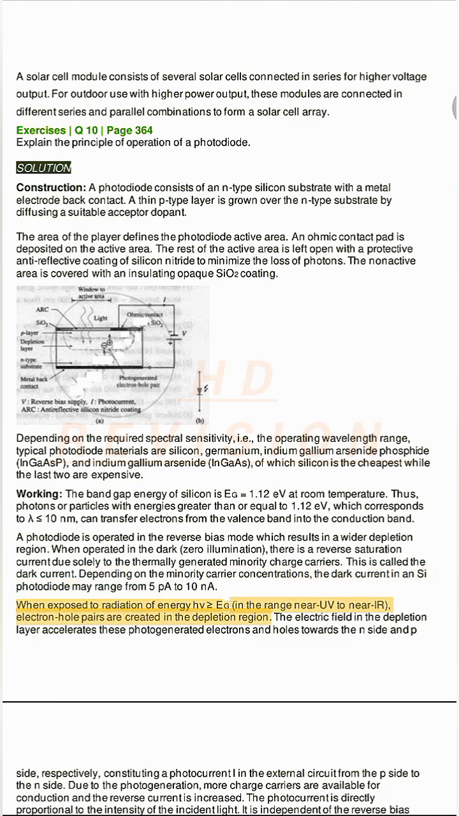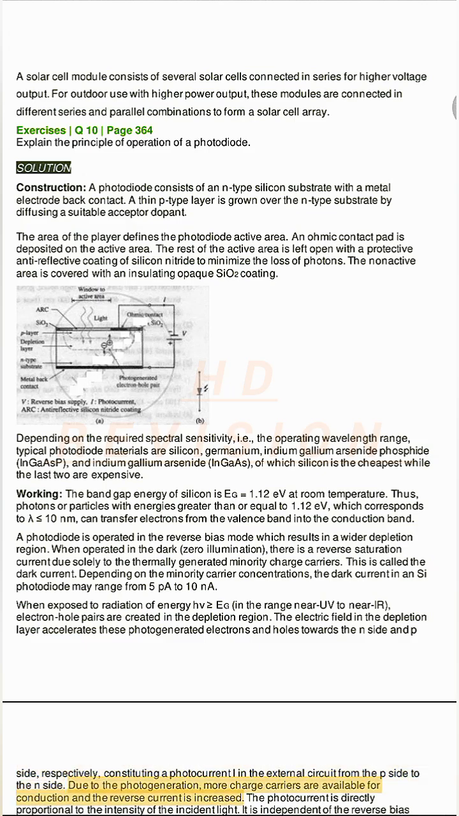When exposed to radiation of energy hν greater than or equal to Eg, in the range near UV to near IR, electron-hole pairs are created in the depletion region. The electric field in the depletion layer accelerates these photogenerated electrons and holes towards the N side and P side, respectively, constituting a photocurrent I in the external circuit from the P side to the N side.